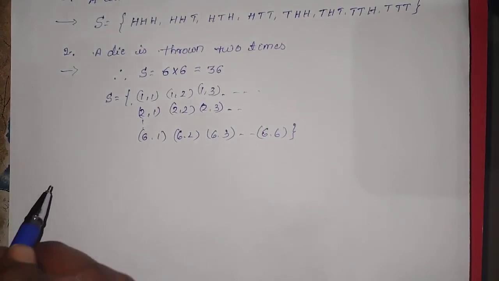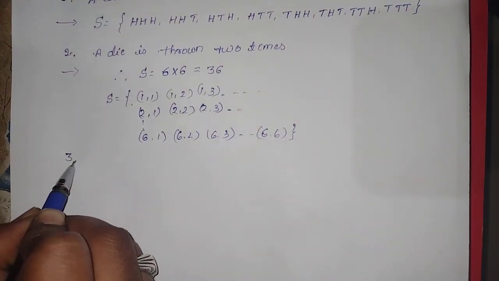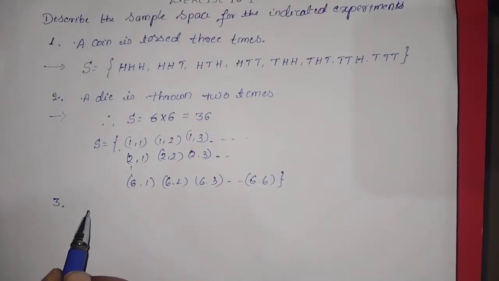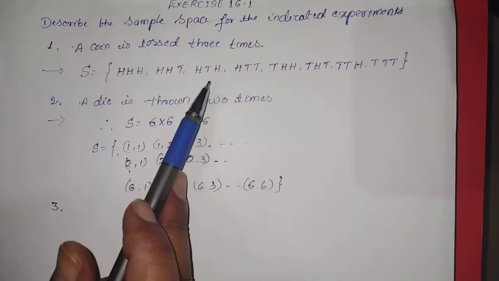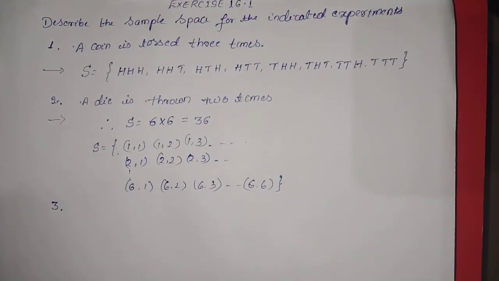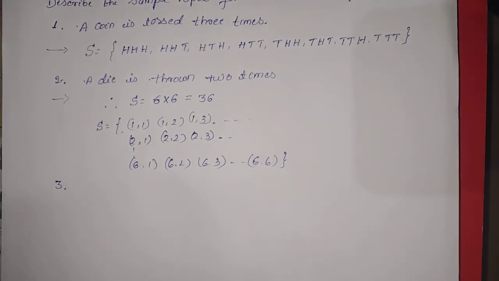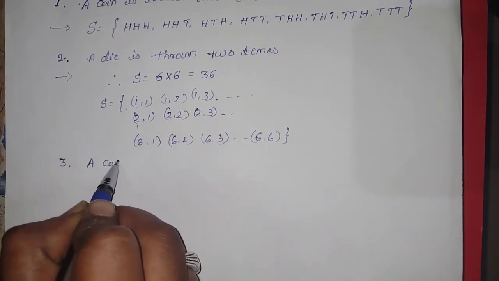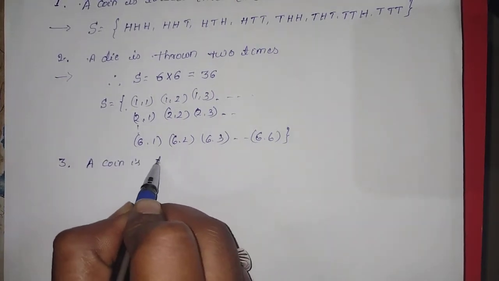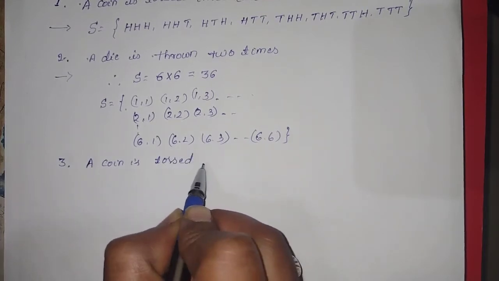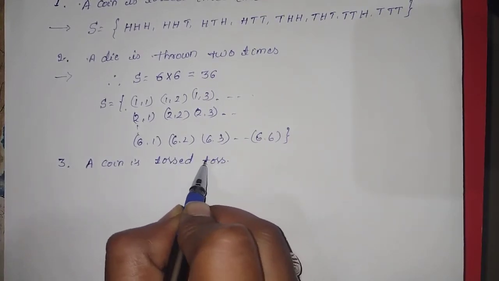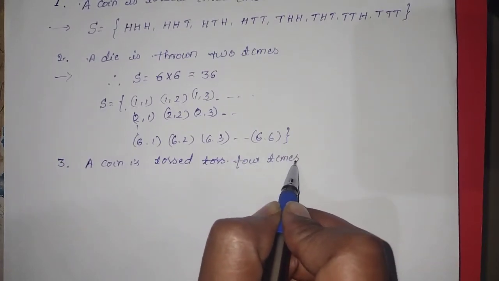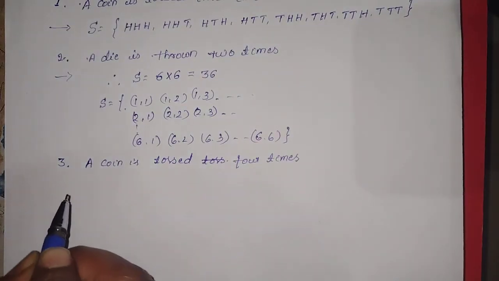The third question is like this. A coin is tossed 4 times. In the previous problem, a coin tossed 3 times gave 8 results. At the same time, when a coin is tossed 4 times, what are the possibilities of outcomes? Or write the sample space.